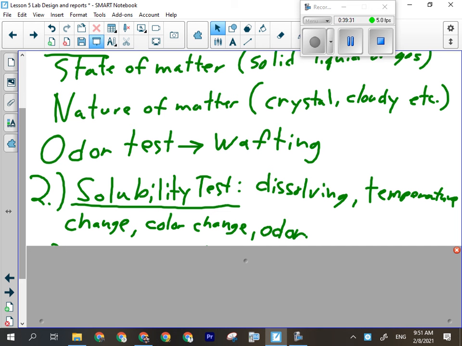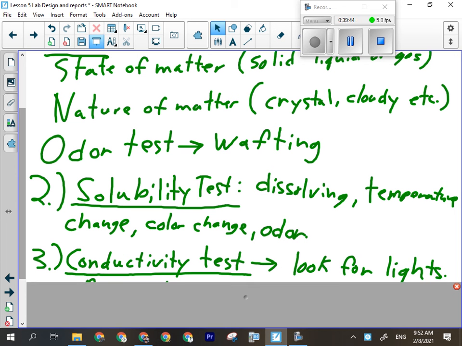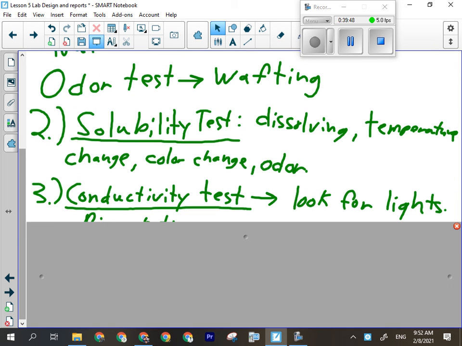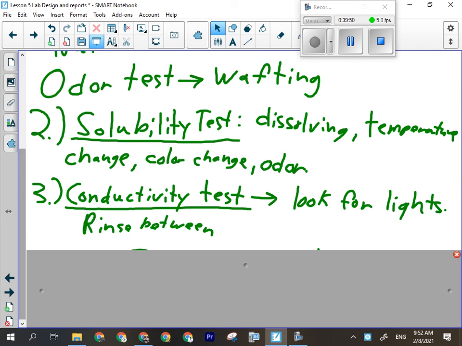The conductivity test is done after the solubility test, because then we don't waste anything. We've made these solutions and now we test whether they're conductive or not. So that would be your next one, conductivity test. You just look for the lights. And rinse the tester with distilled water, not tap water, in between tests.